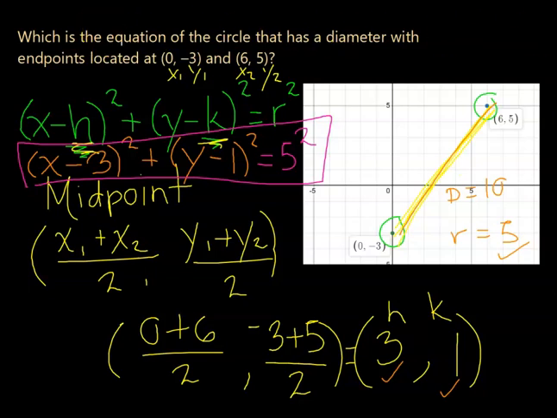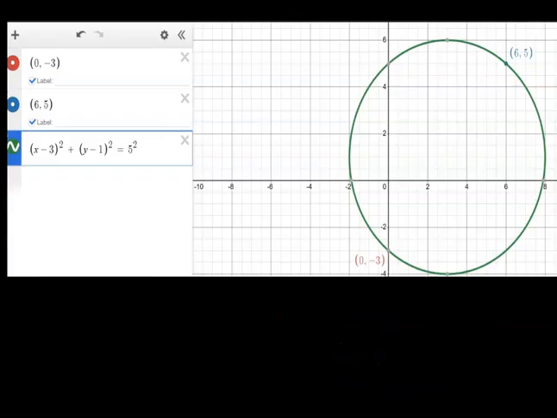In this case, given the diameter and inputting the equation of the circle that we got, plugging that into Desmos, it does work because if you notice, the circle also has the 2 endpoints, 6, 5, and 0, negative 3.